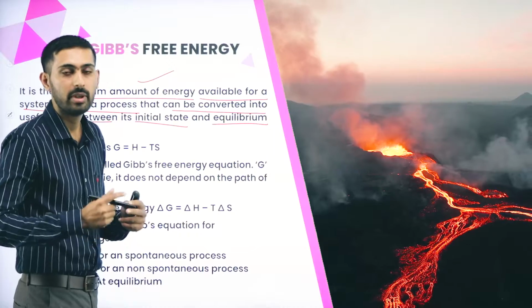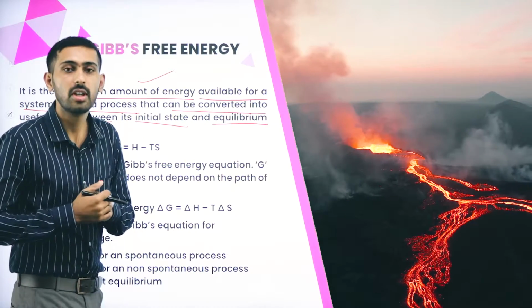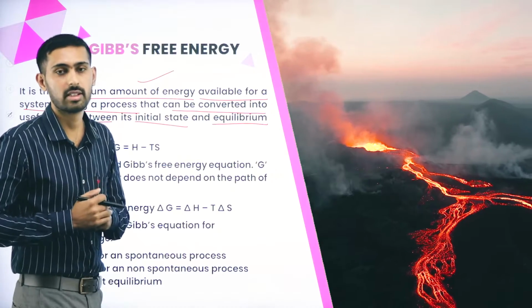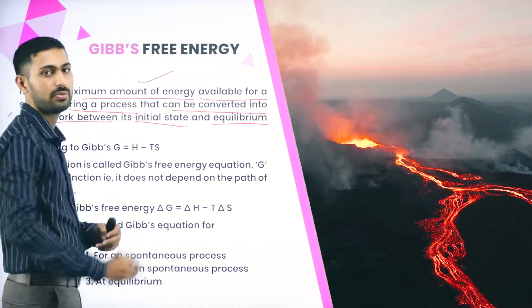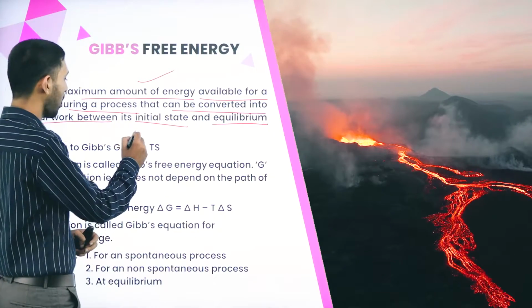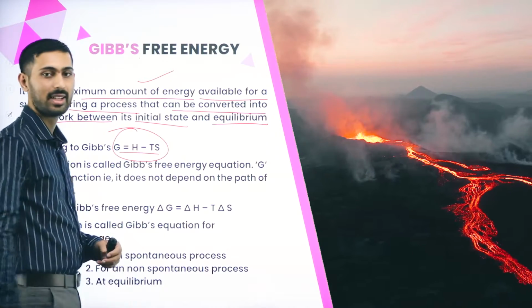You should know how to convert from one form to another form, and how much energy you need to supply. Then only you can convert from one form to another form. That energy is known as Gibbs free energy. Here Gibbs free energy can be calculated by G = H - TS.